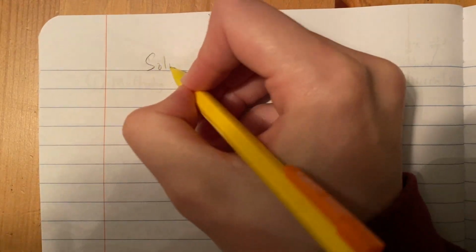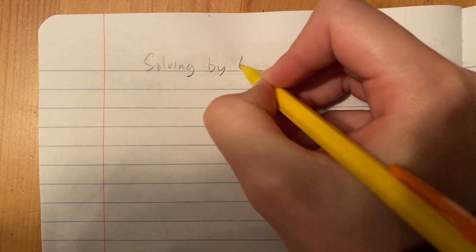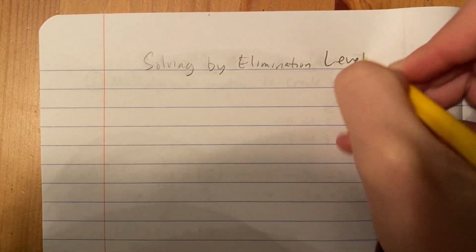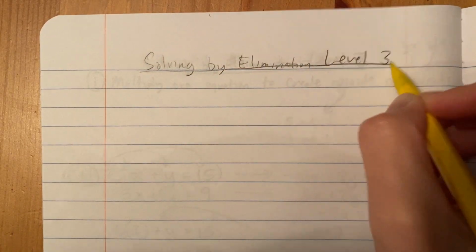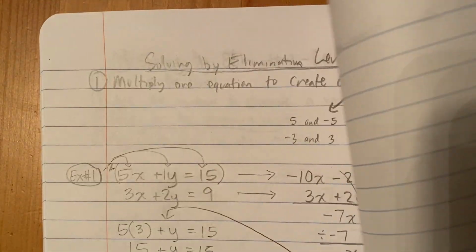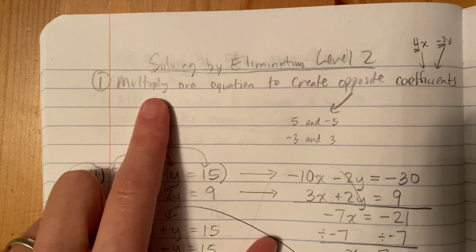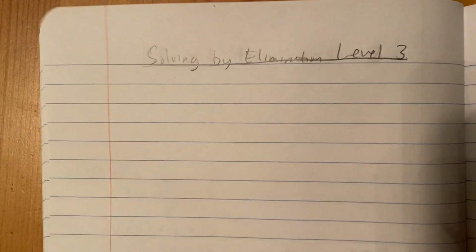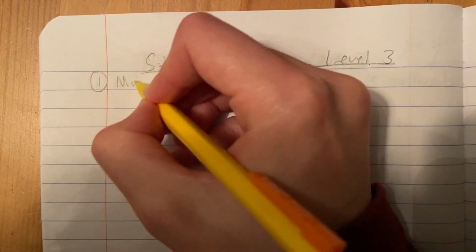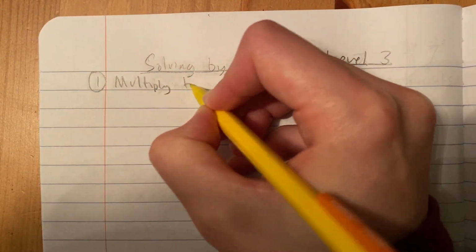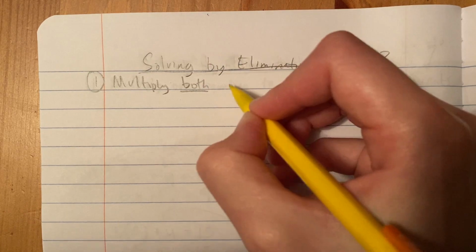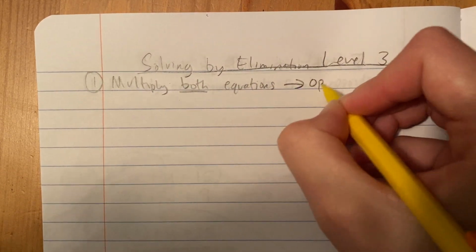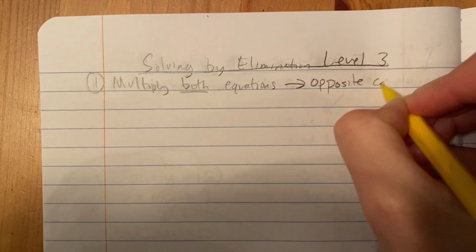We are still solving by elimination, and we are now on level 3. Okay, now the only way that level 3 is different from level 2 is, see how here we multiplied one equation? This time our step 1 is multiply both equations. Okay, and again we're trying to create opposite coefficients.